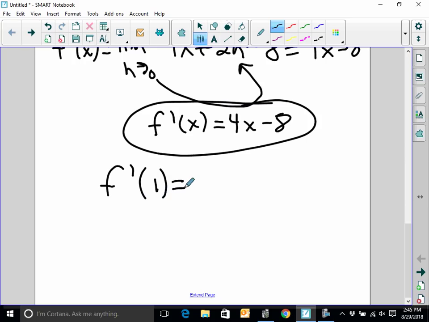Let's think about f prime of 1. How would we evaluate f prime of 1? First off, we're going to plug in 1 into 4x minus 8, and we're going to get a number, and then we're going to talk about what that number means. So first off, let's do f prime of 1. So I'm just going to go ahead and do this. You can do it as I'm doing it.